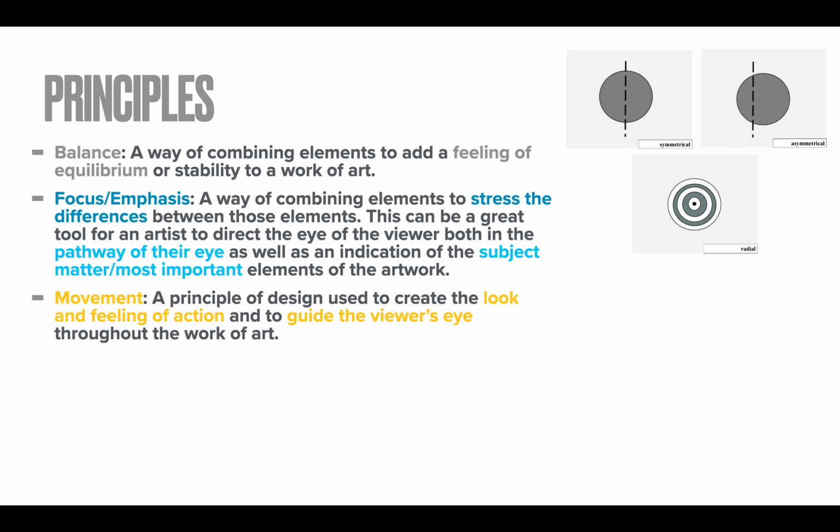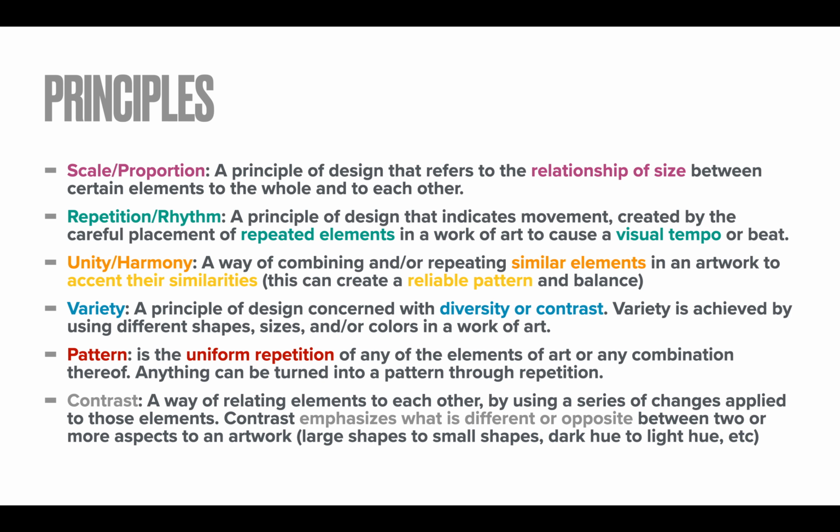Movement is sort of either literally portraying movement like a dancer, or the feeling of action or how the viewer's eye is guided around the page. Scale or proportion, this can literally be describing something as small or large, but it's also the relationship of size. So how elements within a single painting is accentuated by making something look big because something else is small.